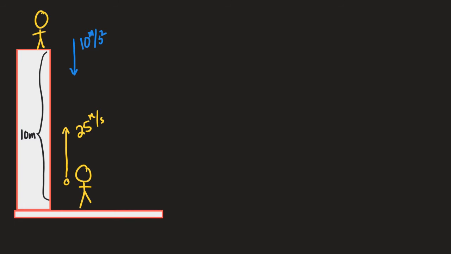You throw the ball upwards, 25 meters per second. Your friend is standing above you, 10 meters high. When does the ball pass your friend? That's the question.